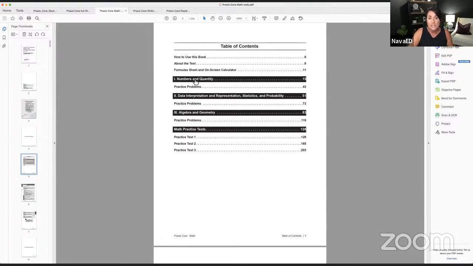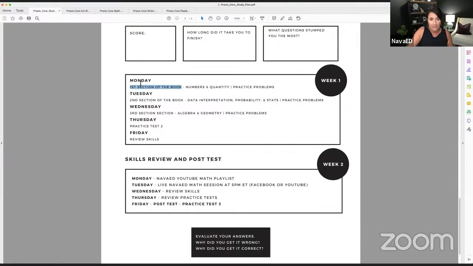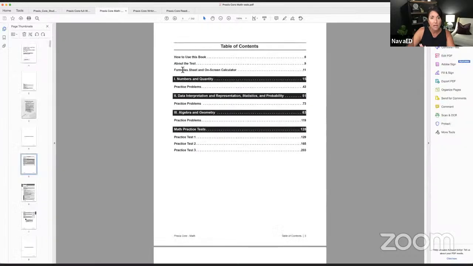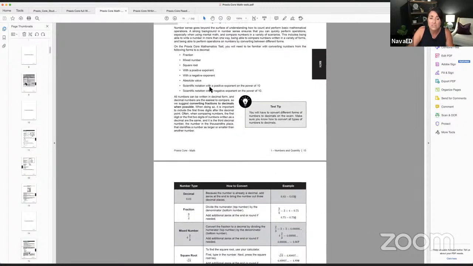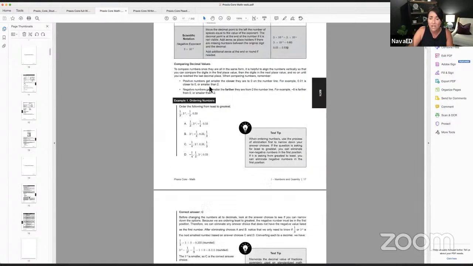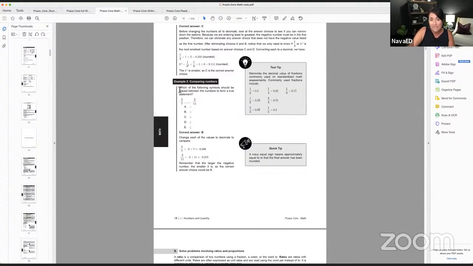Okay. So let's say it's Monday based on my study plan here. Monday, I've already done my practice test 1. I've got my baseline. Monday, I'm going to go through my numbers and quantity, and maybe it's Monday and Tuesday. This is a pretty big section. There's a lot going on here. There are some example problems in here for you, which are good. Do those. They support the skills.